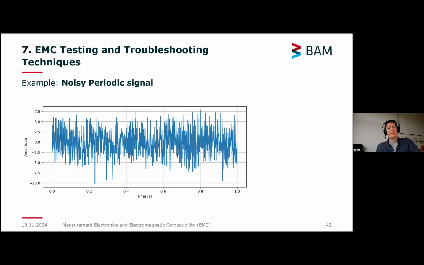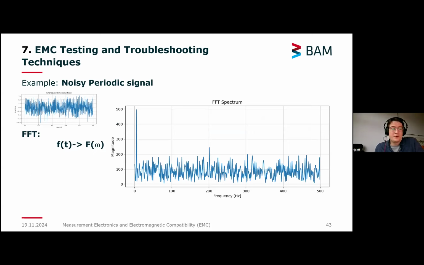And if nothing helps, and if you have just a noisy signal, here we have a synthetic generated signal. It's a periodic signal which is overlaid with Gaussian noise, and you have a signal to noise ratio way below 1. But in this case, because the signal we are searching for is periodic, we can do a fast Fourier transformation, and we see the big amplitude on the left side of the fast Fourier spectrum.